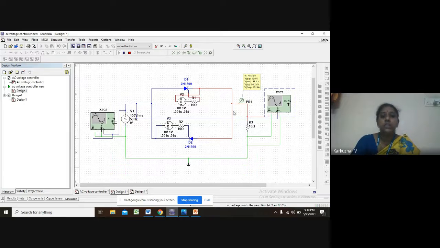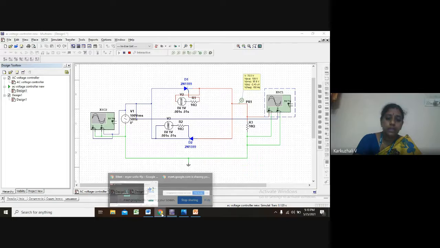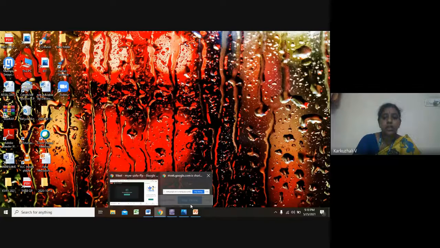Input voltage is fixed, output voltage is variable. So a varied output RMS voltage of 36 volt is being obtained. So this can be tabulated and the results can be obtained.